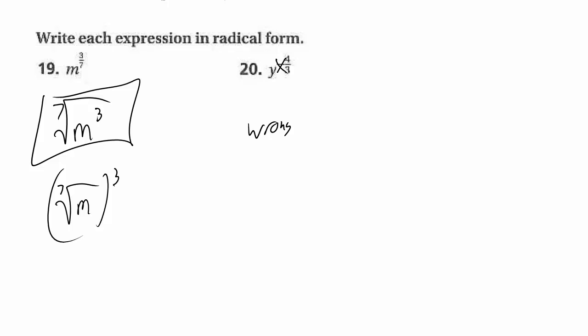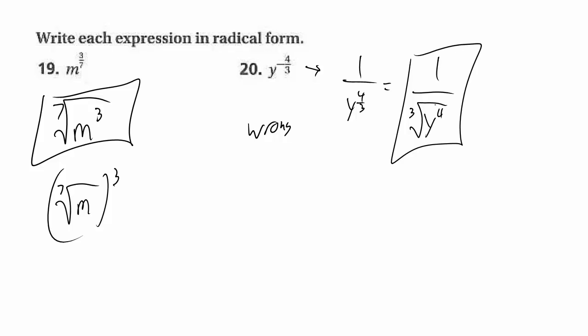So if you have negative 4/3 power, what that means is it's the reciprocal of y to the 4/3 power. So that means you get 1 over y to the fourth inside of a cube root. Now this is the answer in radical form, but it does have an irrational denominator. So technically, we should rationalize this denominator. So even though this is correct, this is not in radical form.